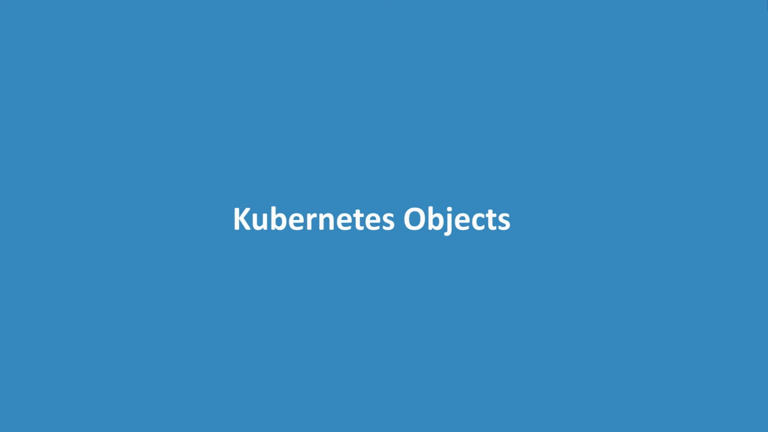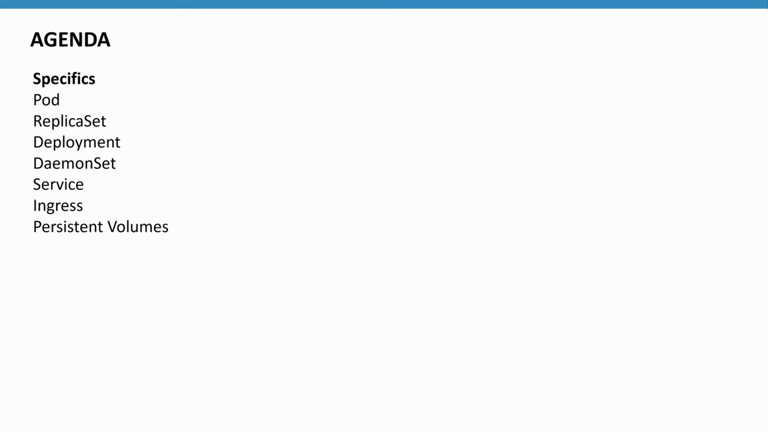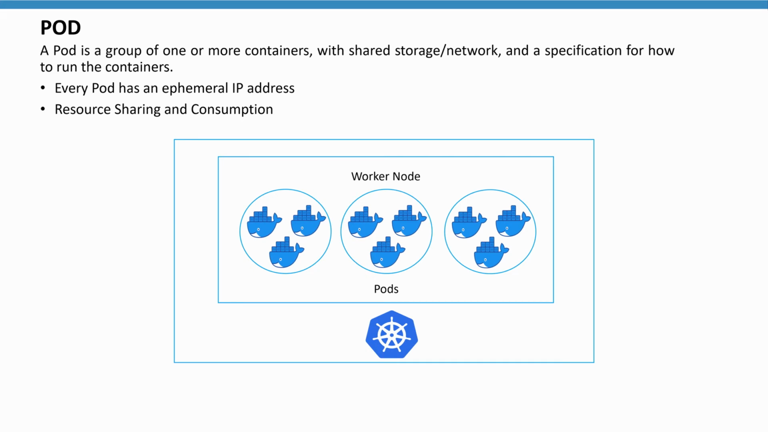Welcome to Kubernetes Objects. In this lecture, you will learn about important Kubernetes objects such as pod, replica set, deployment, service, and ingress. A pod is the basic unit of work in Kubernetes. It's a group of one or more containers with shared storage and network.